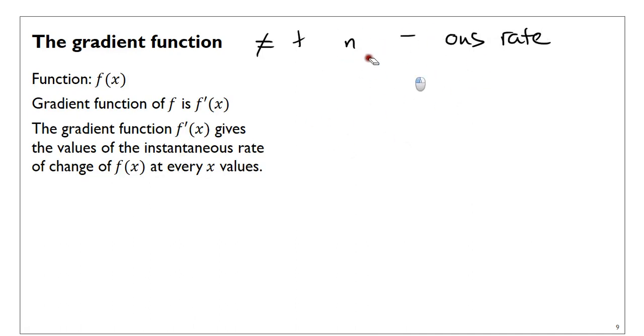So the gradient function, let's say you have the function f of x. I have to introduce some notation here as well. The gradient function is going to be called f dash of x, or f prime of x. I think f dash of x is the common way that we call it. And this is one working definition of the gradient function: the gradient function f dash of x gives the values of the instantaneous rate of change of f of x at every x value.